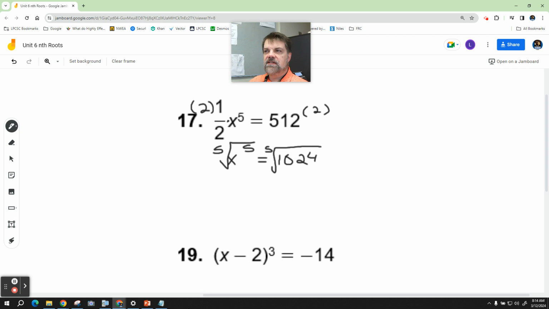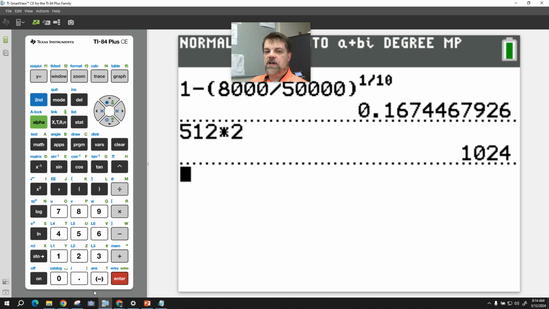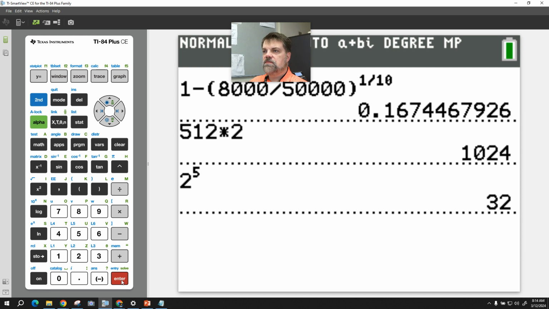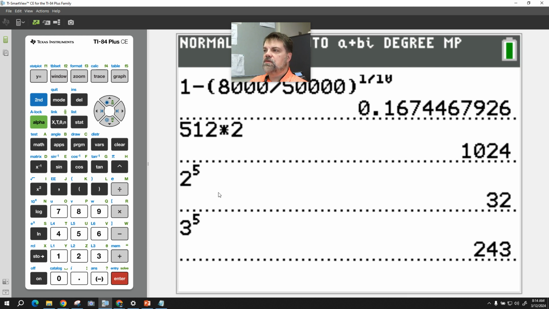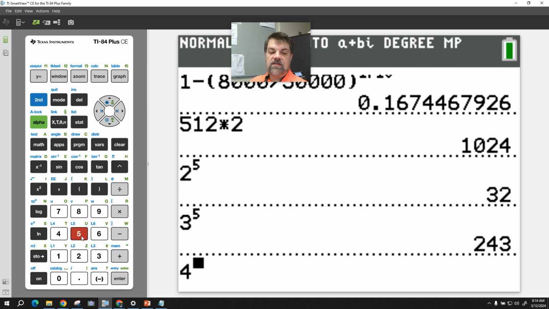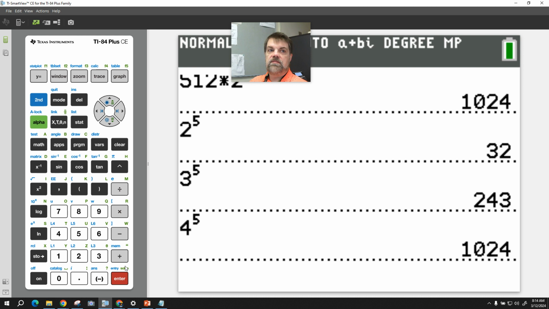Now, I think I know what is raised to the fifth power that gives me 1024. I think it's 4. But let's assume I have no clue. So what I'm going to do is take my calculator. This is the quickest way to do this. I'm going to say 2 raised to the fifth power, 32. Nope, that's not it. 3 raised to the fifth power, 243. That's not it. 4 raised to the fifth power, there it is. 4 raised to the fifth power equals 1024.